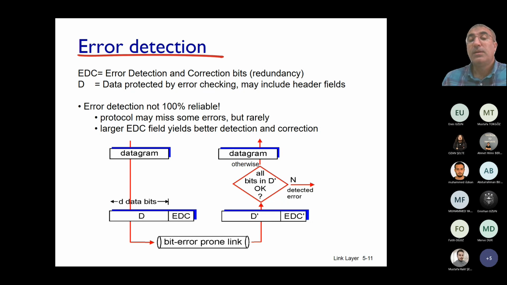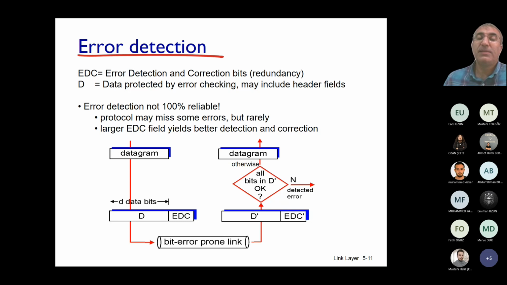And this EDC field, the error detection and correction field, has a limited number of bits, but if you have more bits, this yields better detection and correction. But of course, it's limited, because if you increase the number of EDC bits, then you're going to eat from your data bits, which is going to reduce your bandwidth.